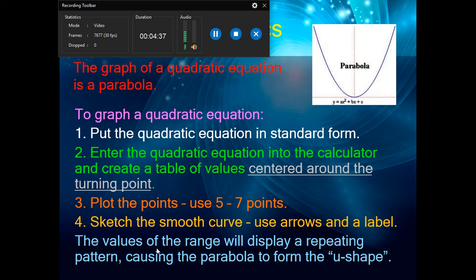The values that you see in the table representing the range, or y values, should show a repeating pattern. And that repeating pattern is what causes the parabola to form the U shape. So if you don't include the turning point, the points you graph might appear to look like a straight line, and that should be our first indication that something is wrong with our graph.